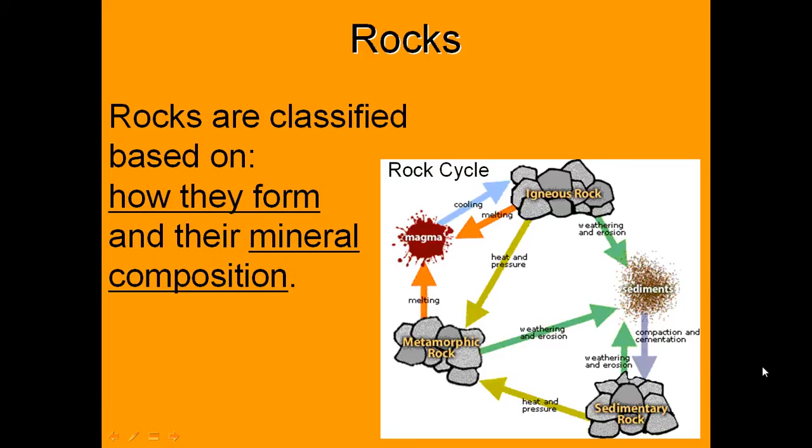Rocks are classified by how they form and their mineral composition. And what you'll see here is a picture of the rock cycle, and you can see how we have igneous, sedimentary, and metamorphic rocks, and they're all interconnected, so they can change from one type to another through the rock cycle.